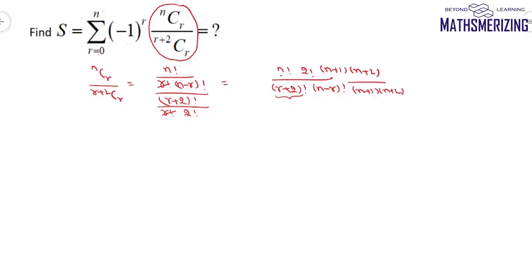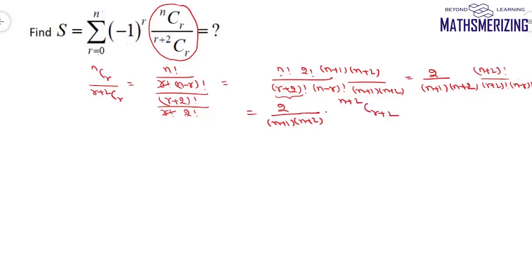So now I can write it as 2 upon (n plus 1)(n plus 2), and here will be factorial n plus 2 upon (r plus 2) factorial and then (n minus r) factorial, which is actually 2 upon (n plus 1)(n plus 2), and then it will be n plus 2 C r plus 2. Now I'll find this sum.